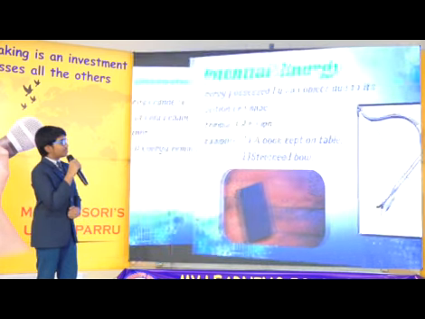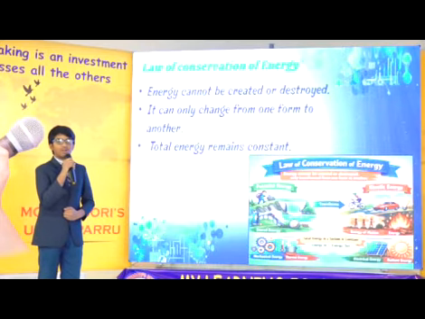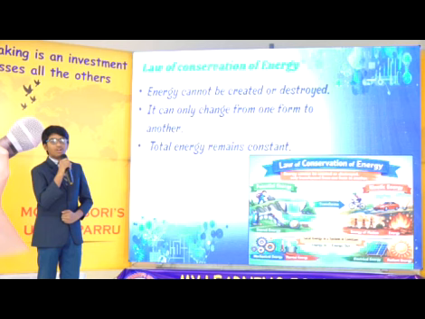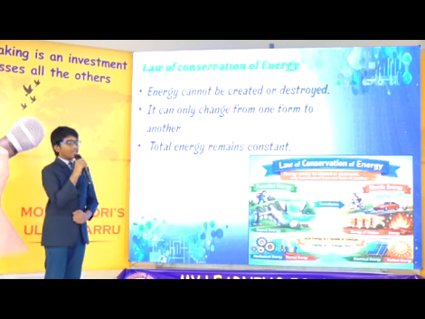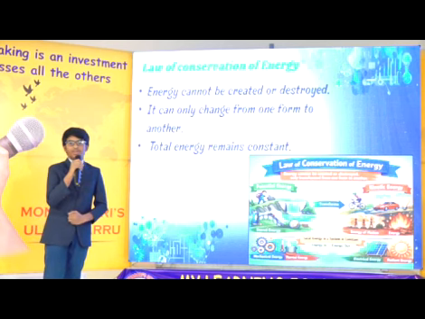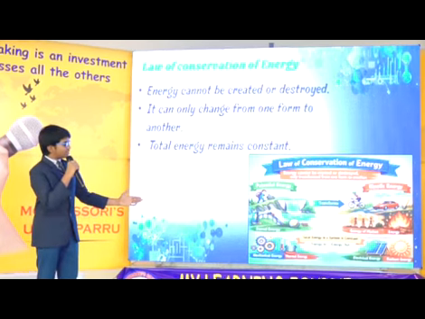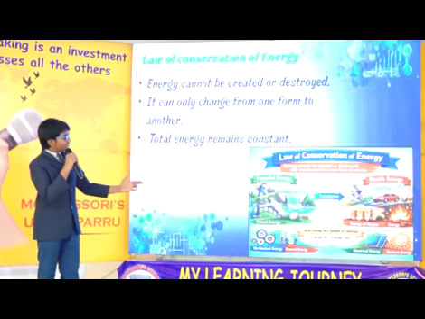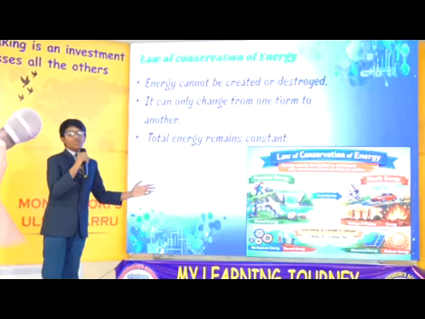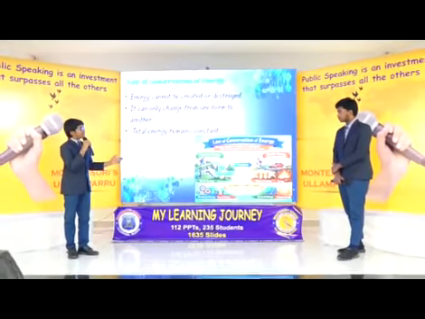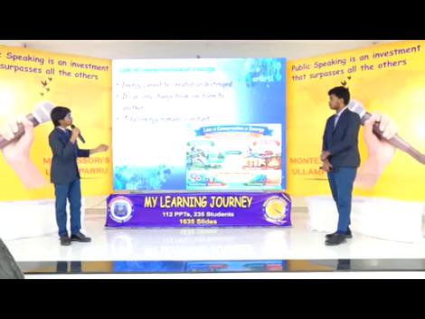Let us discuss an interesting and universal topic, the law of conservation of energy. Energy cannot be created nor destroyed, and it can only change from one form to another form. The total energy remains constant. In this picture, we can see that kinetic energy changes to potential energy or potential energy changes to kinetic energy. Let us discuss its formula and some examples.